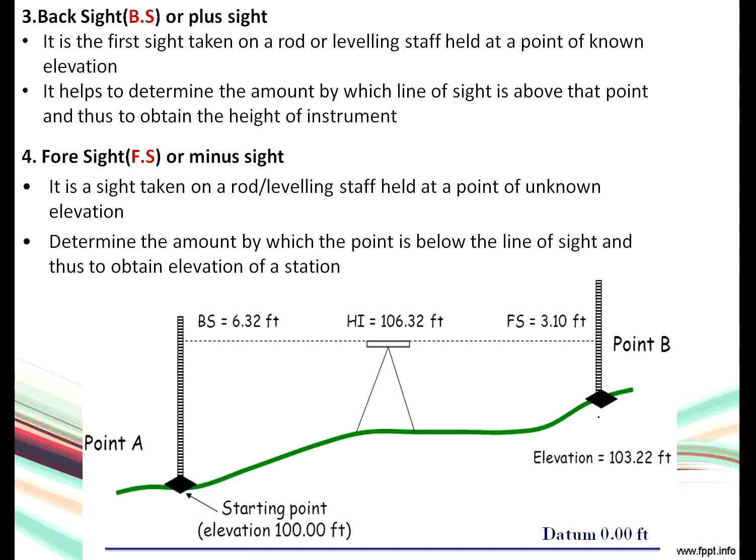Then how will you find the elevation of the point B? Elevation of the point B will be the height of instrument that you already obtained minus this particular foresight reading, which is the height from this ground to this particular line of sight. That value we can subtract from 106.32. That is why foresight is also known as minus sight. So hope you have understood back sight or plus sight and foresight or minus sight.